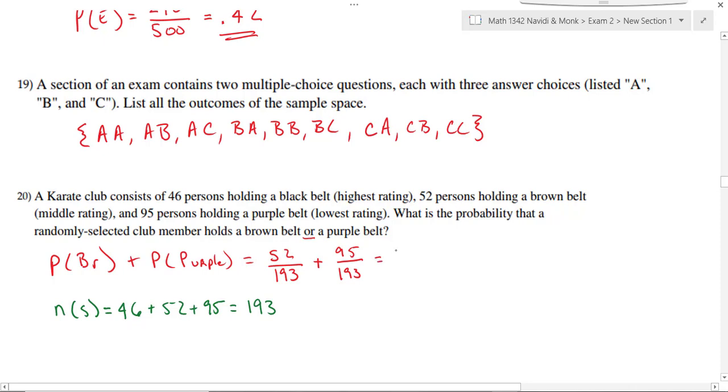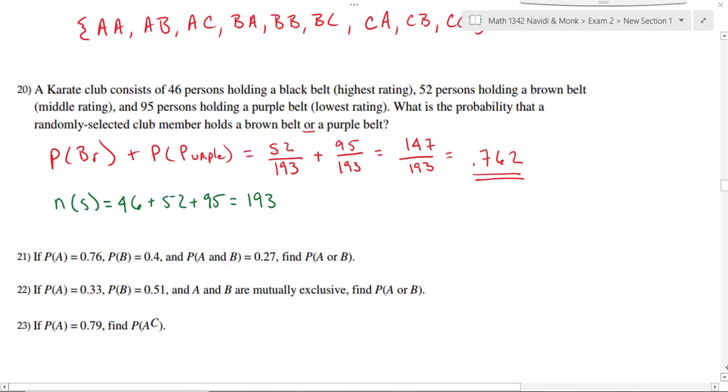And when we add these together, that gives us 147 out of 193. And what is that when you put that in your calculator? 0.762. I think the hardest part on this problem is determining how many elements are in your sample space. If you weren't careful, you might have said, oh, well, I've got 46 people at the club. Well, you can't have more people with a brown belt than what you have at the club.